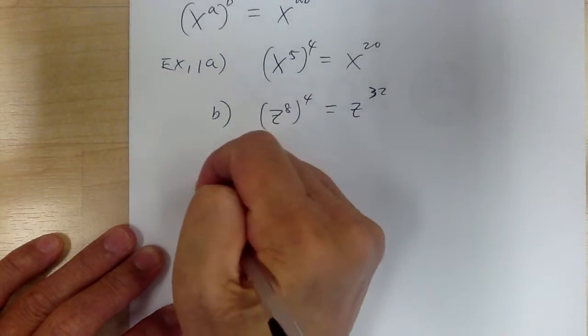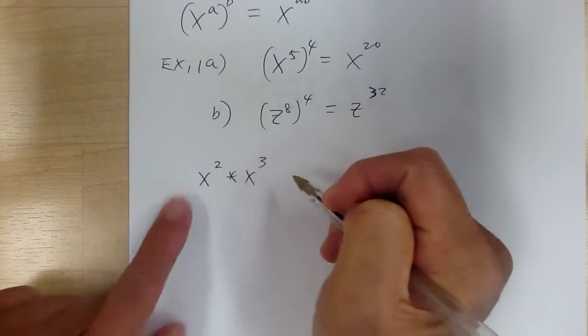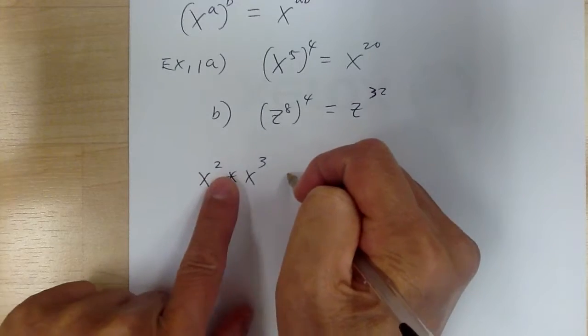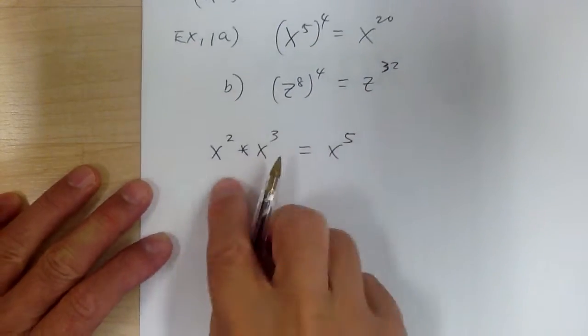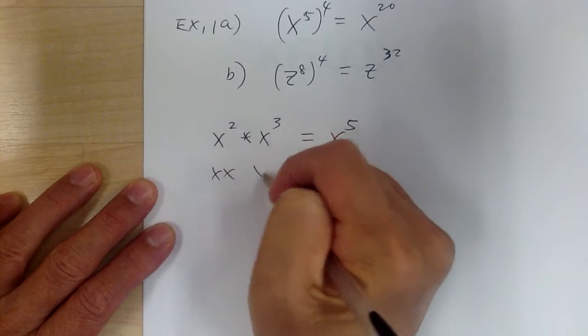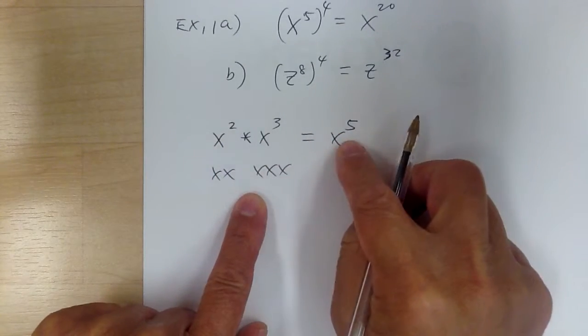For example, if I have x squared times x to the 3, this is the product rule, so you add. This will give you x to the 5, because this means xx and xxx. That's the reason this is equal to x to the 5.